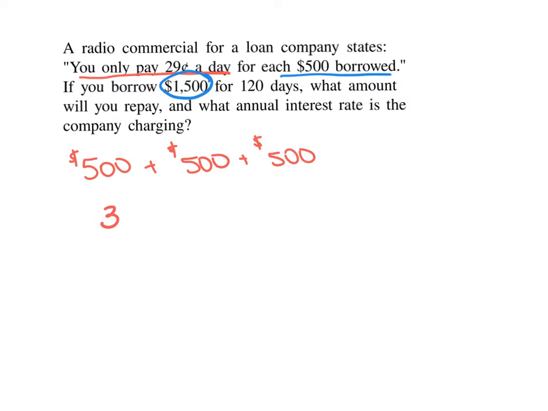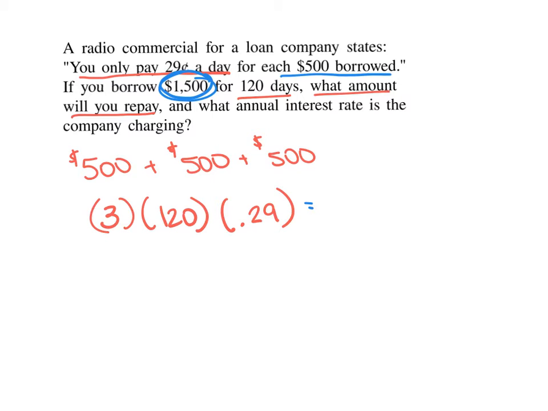times. How many days are you borrowing for? 120 days. So that's three times 120 days times how much you're paying per day? 29 cents. So we're going to tack that on to how much you've actually borrowed because that's what you will repay. Remember, when you repay this, you have to pay your original amount borrowed, which is the present value or the principal you're borrowing, which is $1,500 here. You're basically paying 1,500 plus this interest you're going to pay on that. This is what they're charging you for.